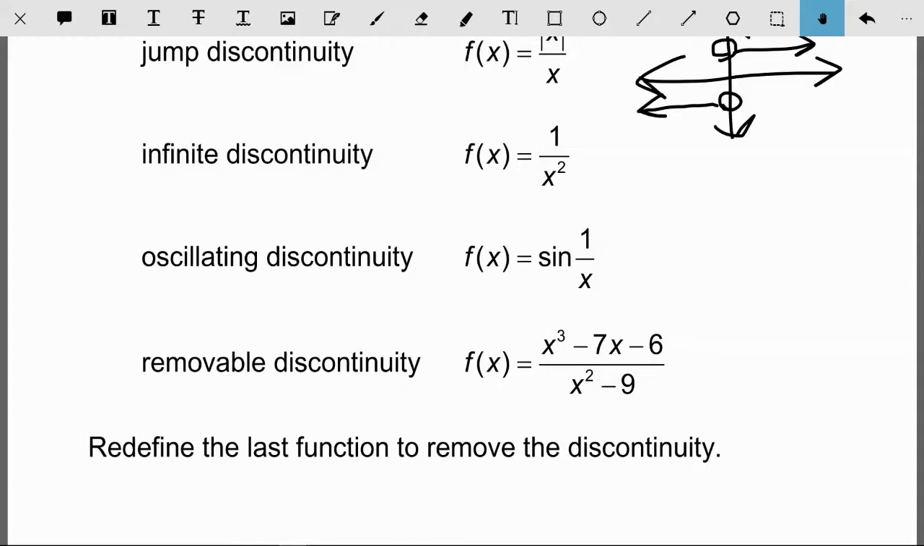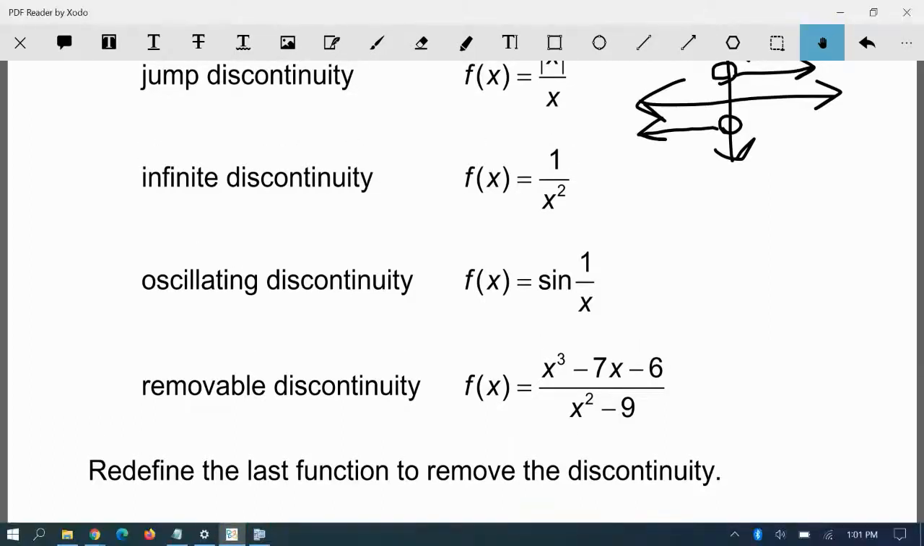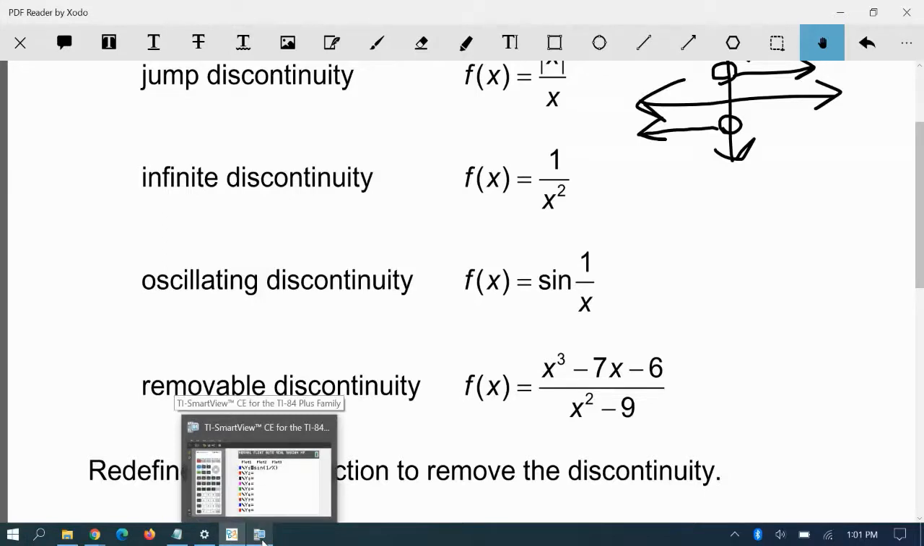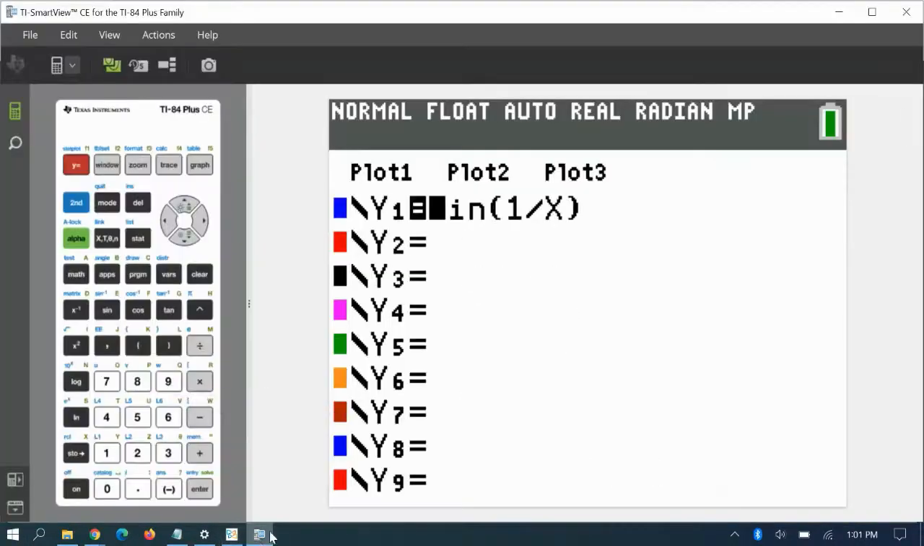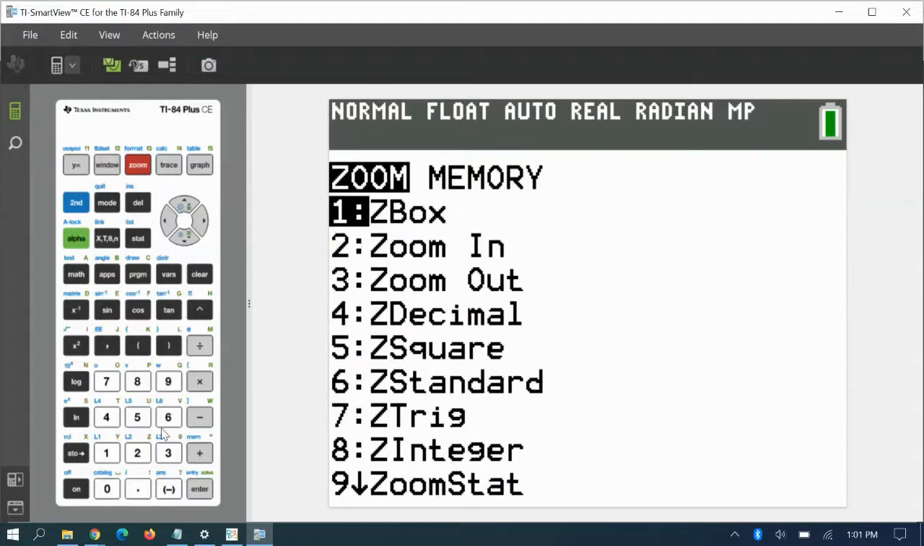The last one that we didn't talk about yet is the oscillating discontinuity, and that's the one that might be new to you. I'm going to show you graphically what that means because it's a little bit different. It's actually kind of obvious that it's not continuous right away, but I'm going to show you on my calculator what this looks like. This is the sine of 1 over x. If you want to, you can graph this on your calculator and investigate it yourself as well. I'm just going to start this on the standard window.